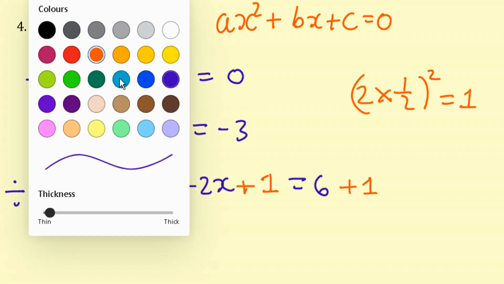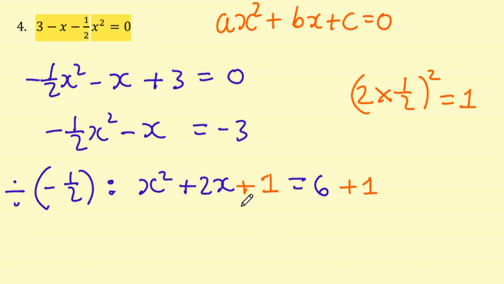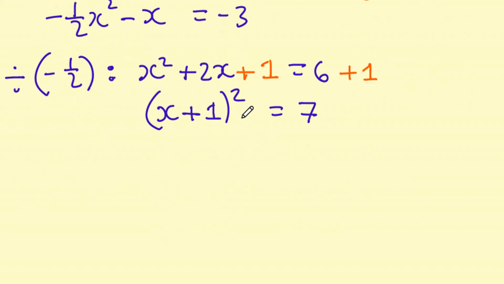Then on the left-hand side of the equation, we have a perfect square, and we can factorize it. So the square root of the first term, the square root of x squared, is x. This sign, which is a plus, and the square root of the third term on the left-hand side, so the square root of 1 is 1. And this is all squared. On the right-hand side, we'll get 7. We want to isolate x, so we can take the square root on the right-hand side. And now we can move the 1 here to the right-hand side.